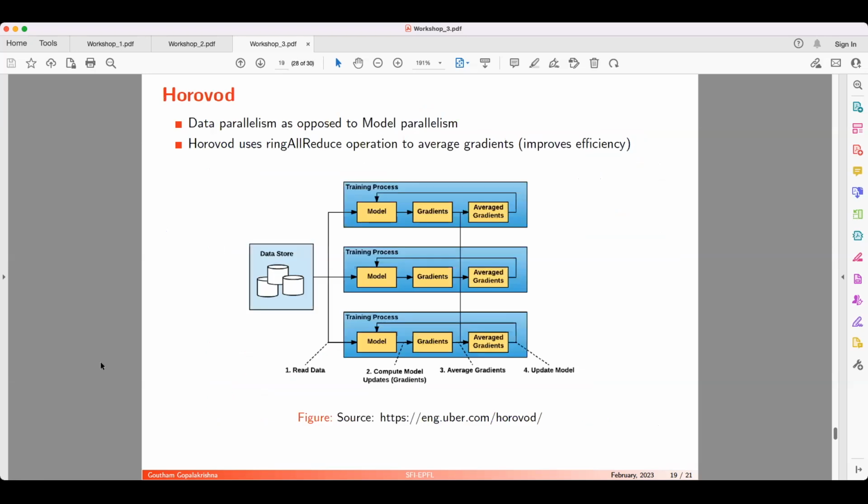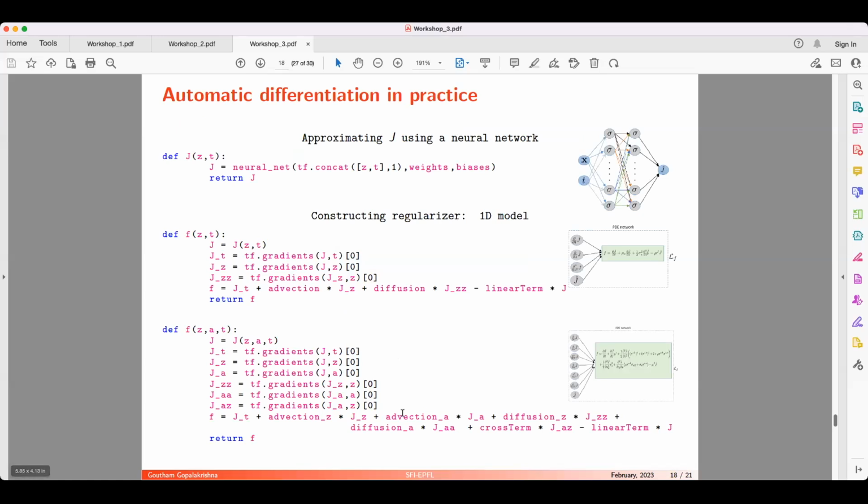Okay, half an hour more. So I think let me stop here, go to the code, and then come back to data parallelism if we have time.